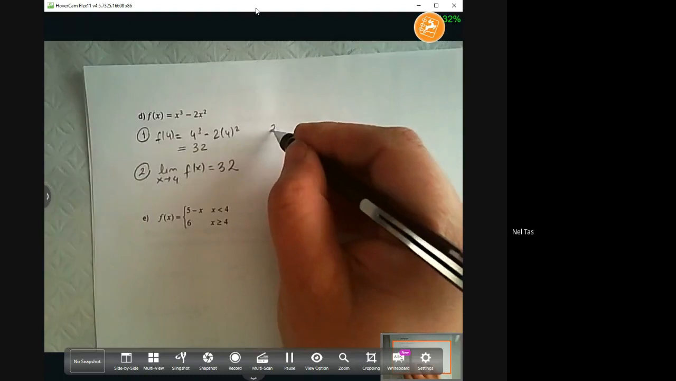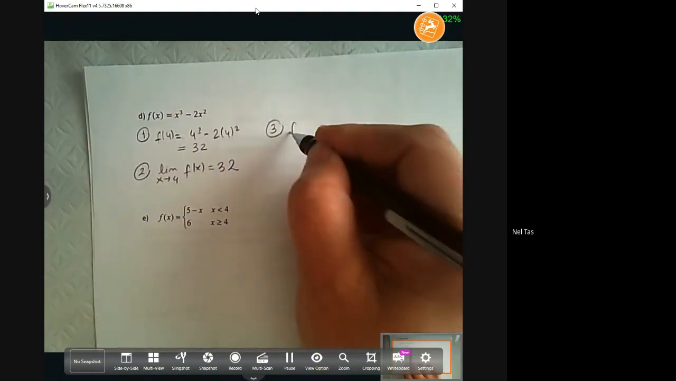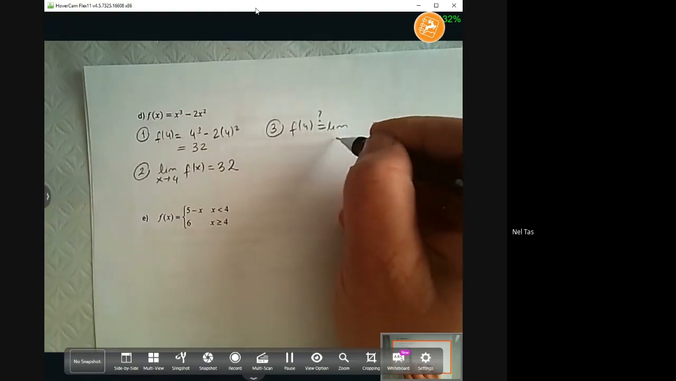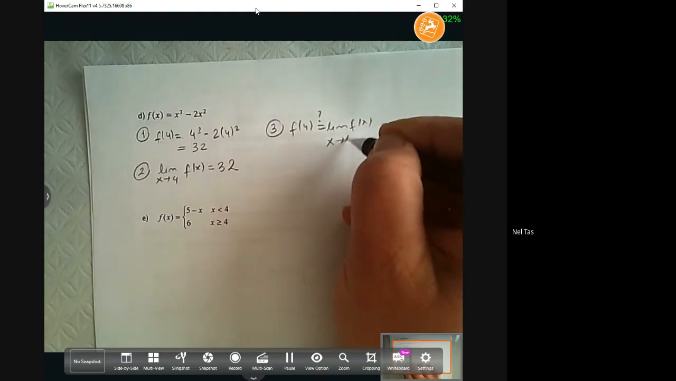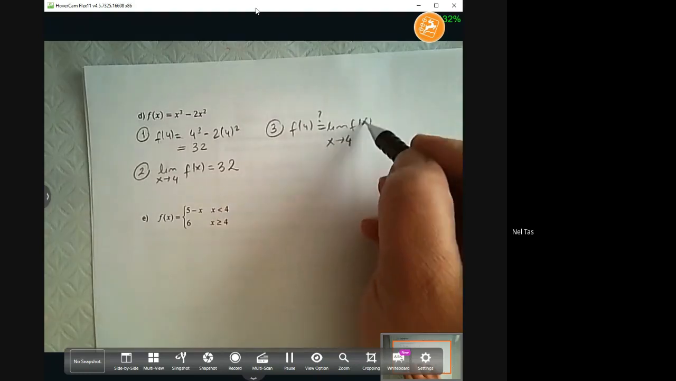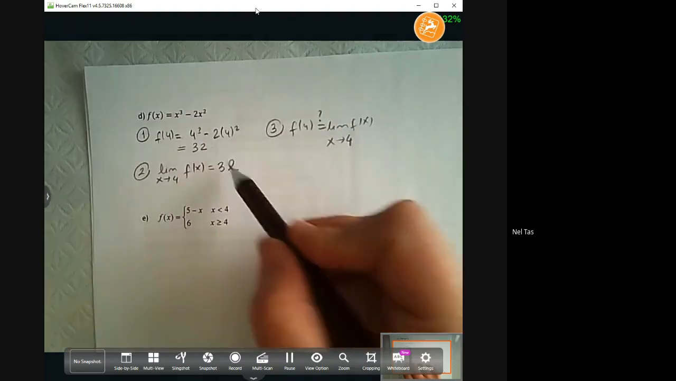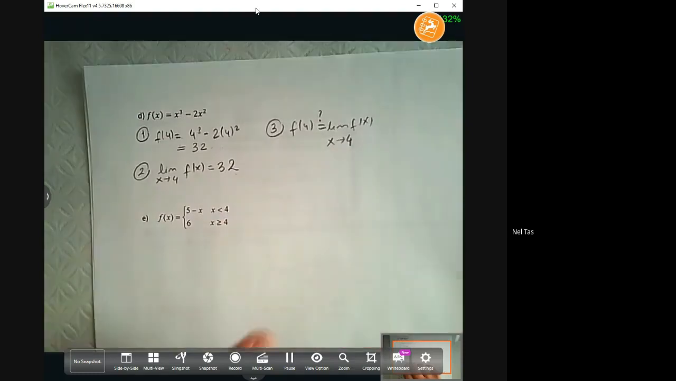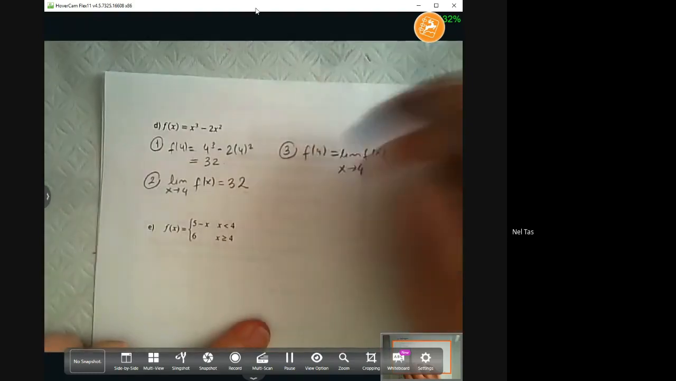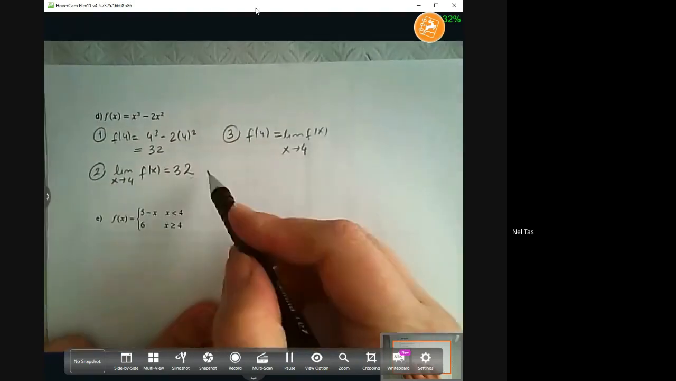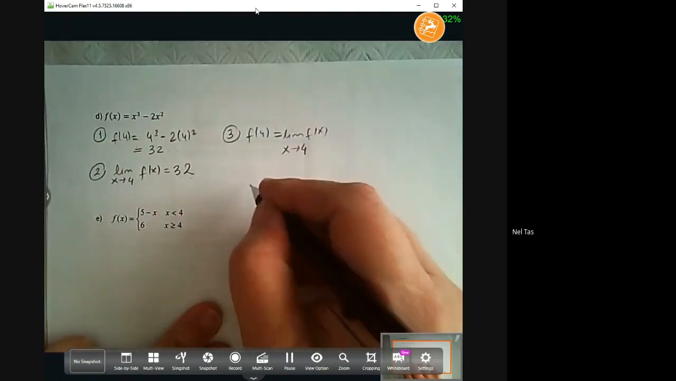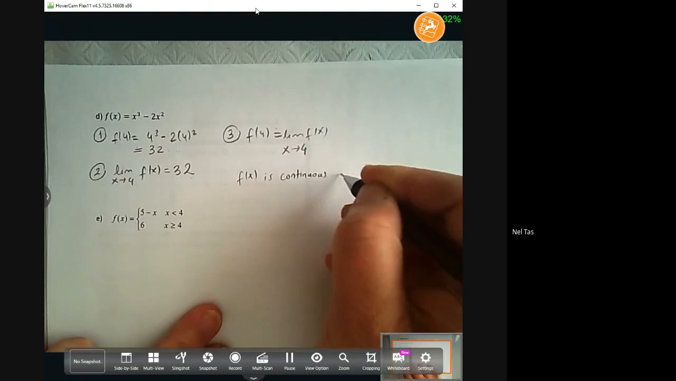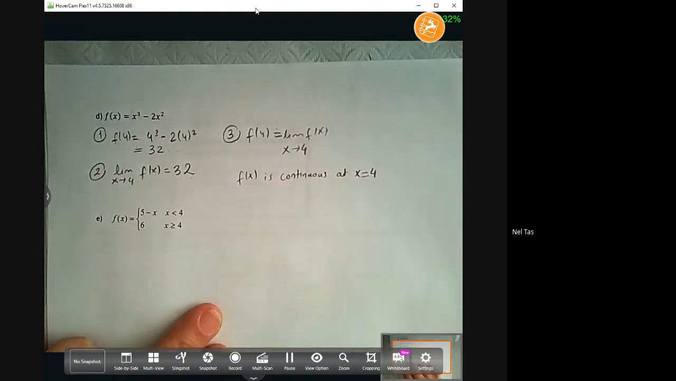So now you check the third condition. You check if f of 4 equals the limit of f of x as x approaches 4. We see that both of them are 32. Therefore, this one passes the third condition. So they are equal. Since it passed all three conditions, we say that f of x is continuous at x equals 4.